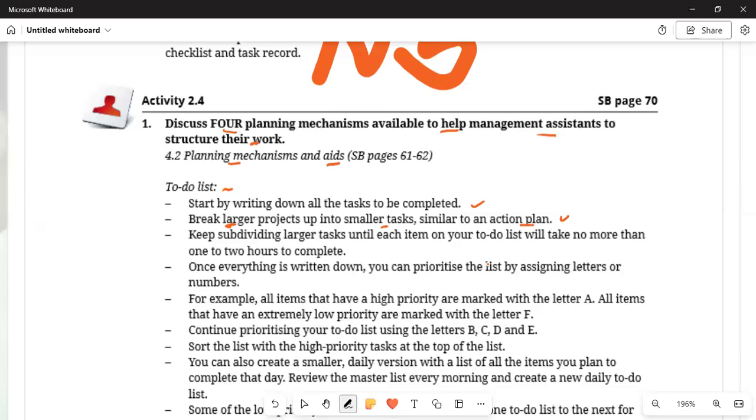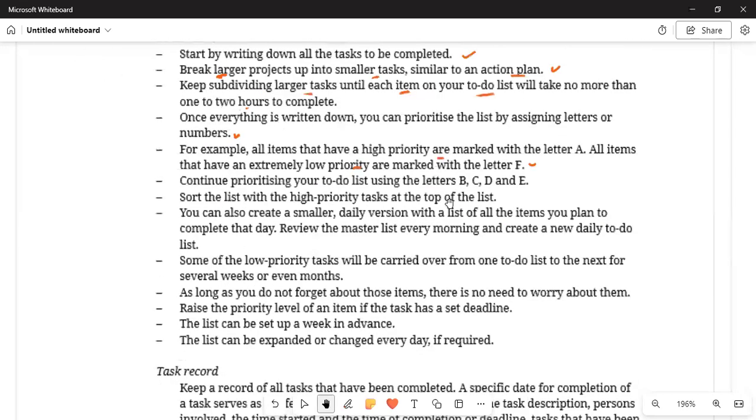And the other aspect is that you need to keep subdividing large tasks until each item takes no more than 1 or 2 hours to complete. So the breaking down of work is very important. Then you move on to the list by assigning letters or numbers. For example, all items that have a high priority are marked with the letter A, and all items that have an extremely low priority are marked with the letter F. That is a typical example; whichever letter you choose is fine. There is no specific letter that is important.